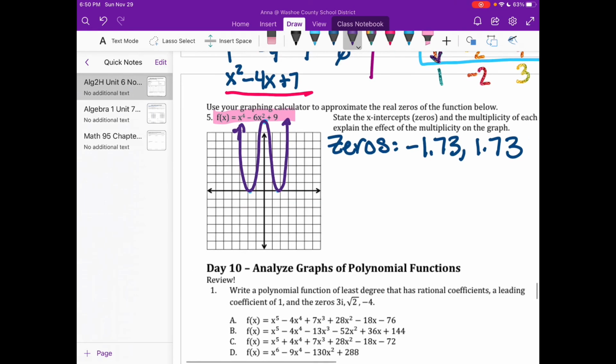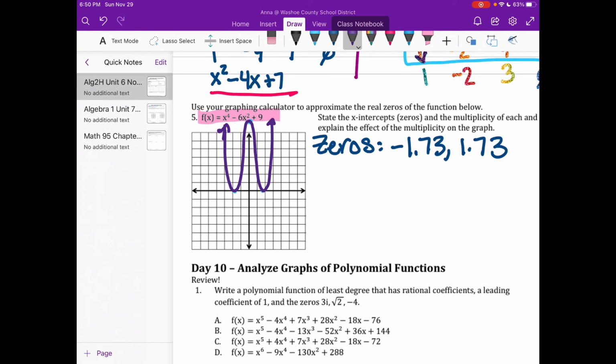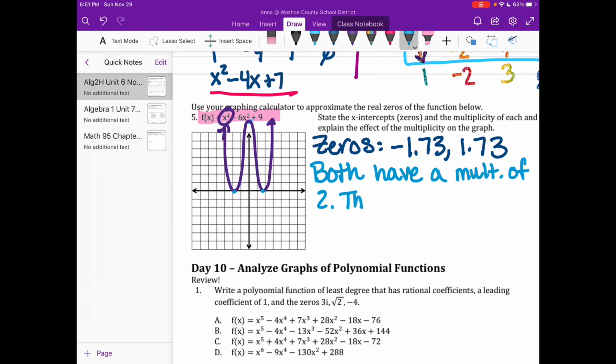Okay. So the zeros, I already kind of wrote those down. Those are my x-intercepts. And then the multiplicity of each. So this graph is an x to the 4th, which means there should be 4 zeros, while both of these guys touch the axis and then go back up, which means they each have a multiplicity of 2. So write something along those lines. So both have a multiplicity of 2. And then it did say to explain the effect, and just say like this makes the graph touch the x-axis and then go back up. That's it.